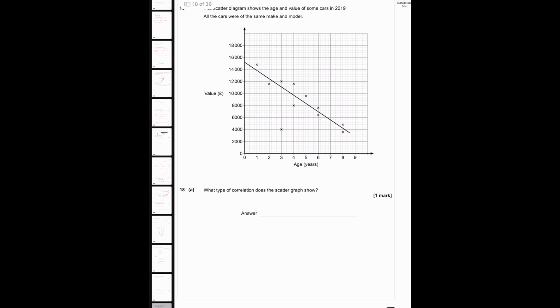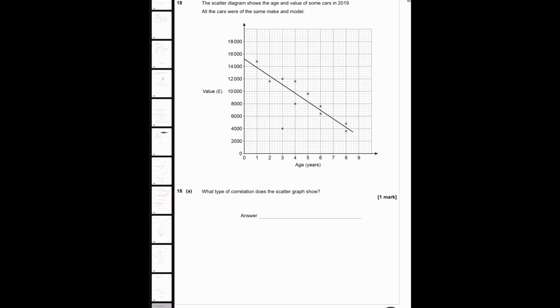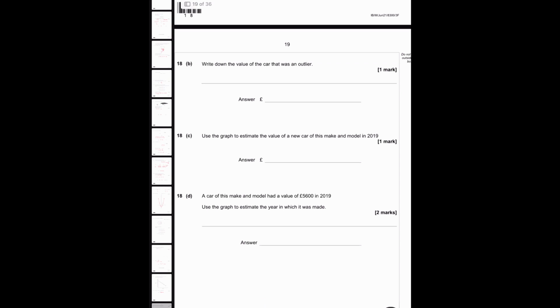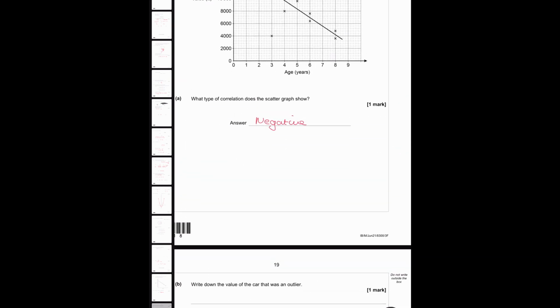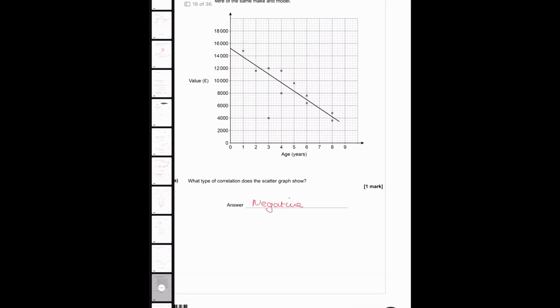Question 18 says that the diagram shows the age and the values of some cars in 2019. All the cars were the same make and model. What type of correlation does this graph show? If we look at the graph, the line starts quite high up and it is going down over time, which means it is a negative correlation. The next part of the question says write down the value of the car that was an outlier. So let's look back at our data. There is one point here that doesn't follow the trend. There is this point here which is 4,000 pounds.